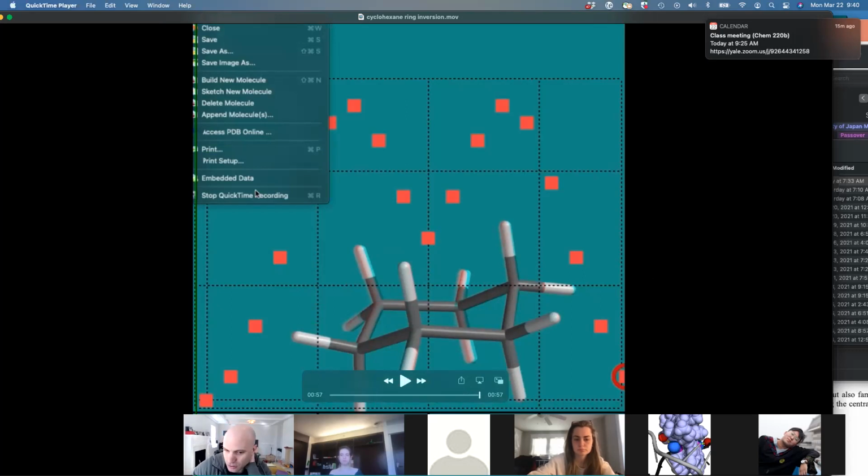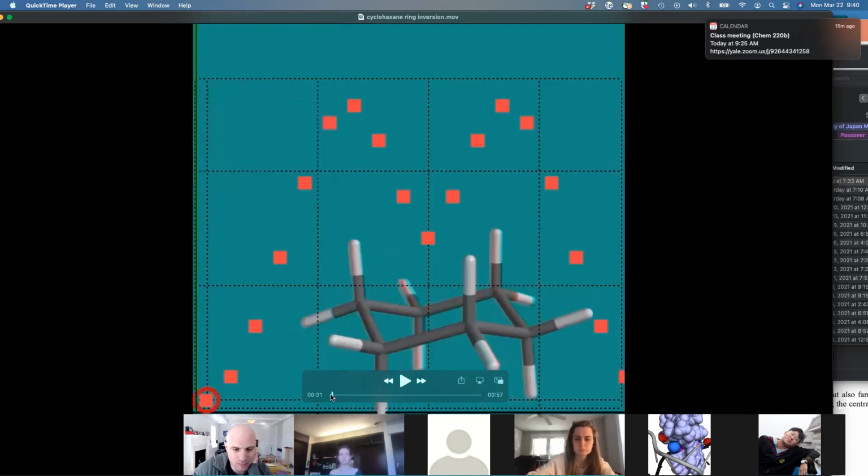Okay, there you have it. So I'm going to play it again and I'm going to stop and sort of editorialize as we go through it. Okay. So here's chair conformer number 1 on the left side of your diagram.